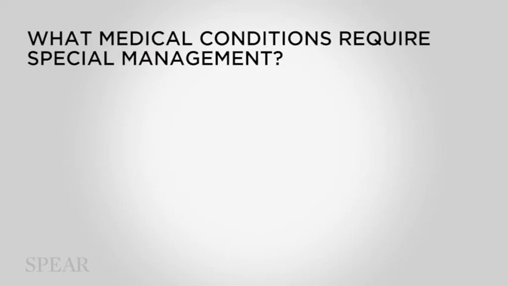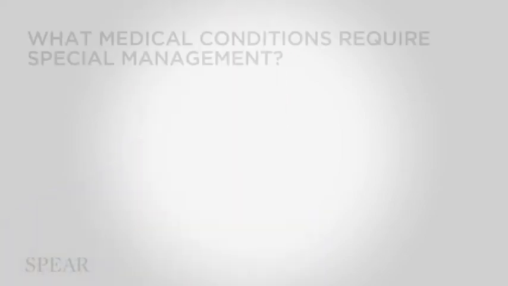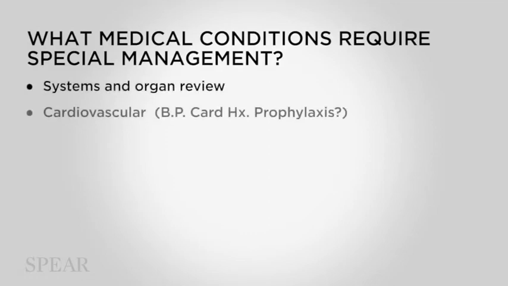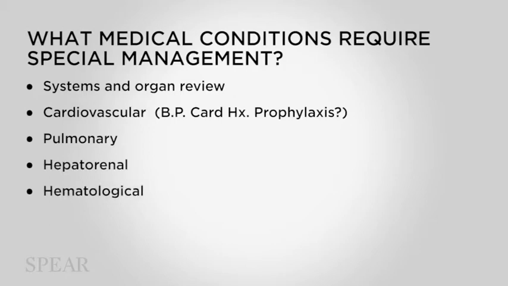All right, so let me ask you this. What medical conditions actually require special management? Well, we learn all of this in our basic medicine course in dental school, so we're not going to get into a lot of detail here in an endodontic diagnosis course. But we always have to start with a systematic review of the patient's organs and systems, looking at the cardiovascular system, making sure the blood pressure, the vital signs, everything is in order, and whether the patient needs prophylaxis or not. These are important things. A review of the pulmonary system, the hepatorenal system, the hematological system, the immunological system, and the neurological system are all very important.